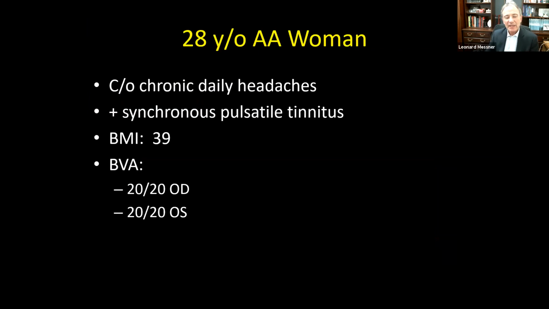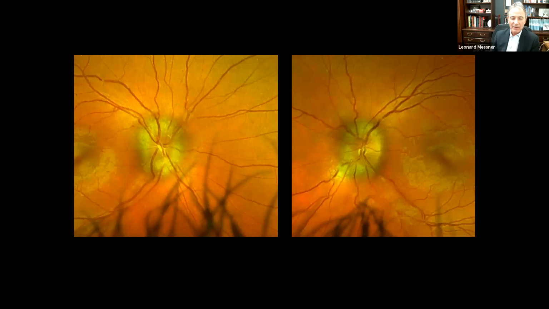Let's take a look at another case. This is a 28-year-old woman, again, coming in to see you complaining of chronic daily headaches, along with synchronous pulsatile tinnitus. Her BMI is significantly elevated at 39, and her visual acuities are normal, 20/20 in the right eye, 20/20 in the left. And if we look at her optic nerves, we can see similar clinical findings as in the previous case.